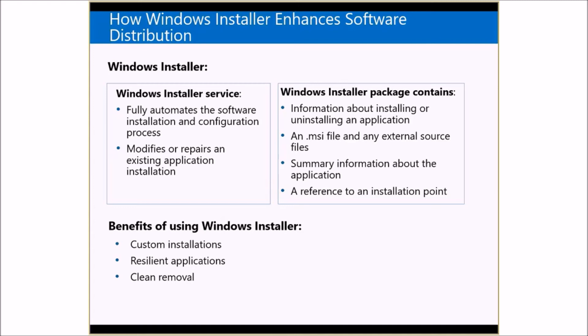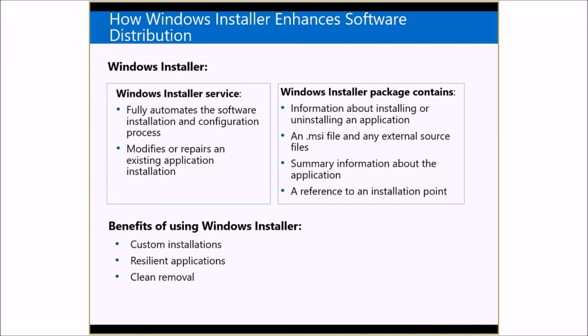So the Windows Installer Service fully automates the software installation and configuration process. It can be used to modify or repair an existing application installation. The Windows Installer package contains information about installing and uninstalling the program. It has an MSI extension and any external files it needs. It has summary information about the application, and it has a reference to an installation point.